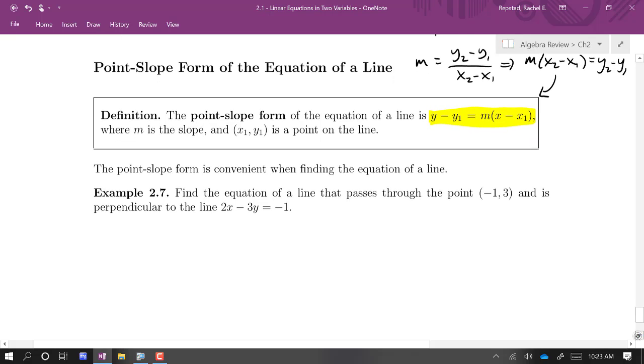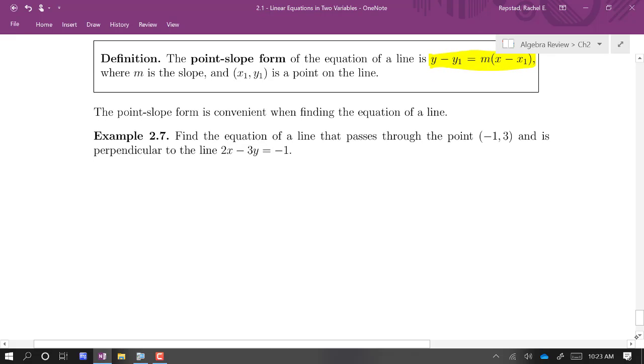So let's find the equation of a line that passes through the point they give us, negative 1, 3, and is perpendicular to the line 2x minus 3y equals negative 1. So they don't tell us explicitly the slope, but we know it's perpendicular to this line. So what we'll do first is get this line that they give us, 2x minus 3y, in slope-intercept form. And in fact, we already did that in example 2.5.